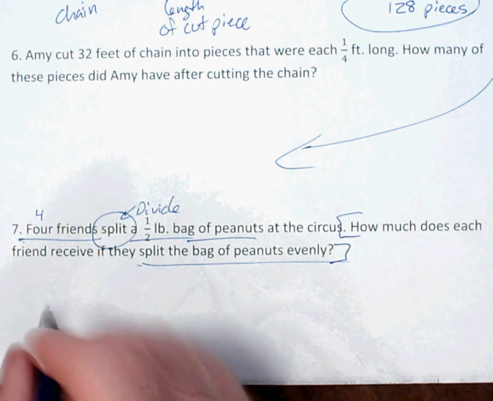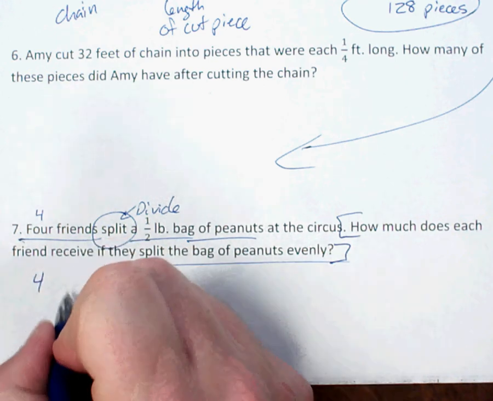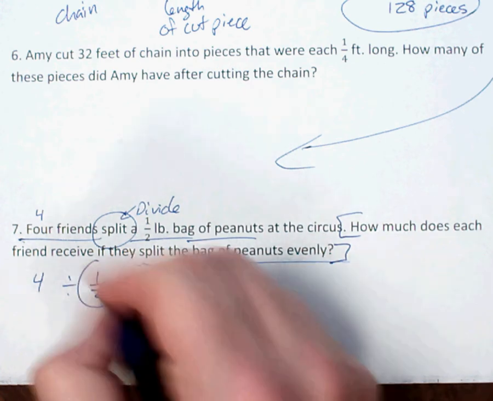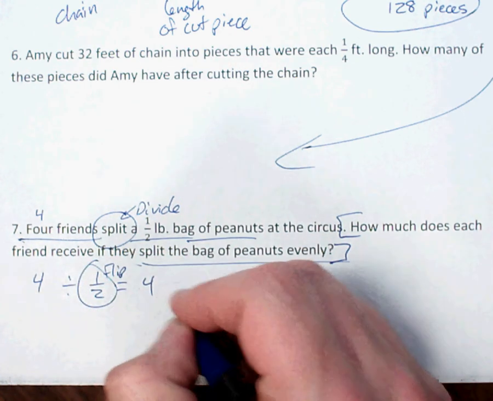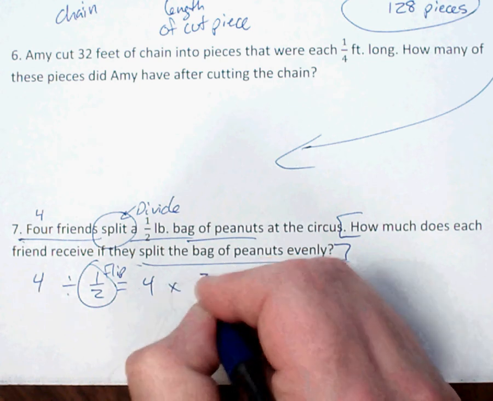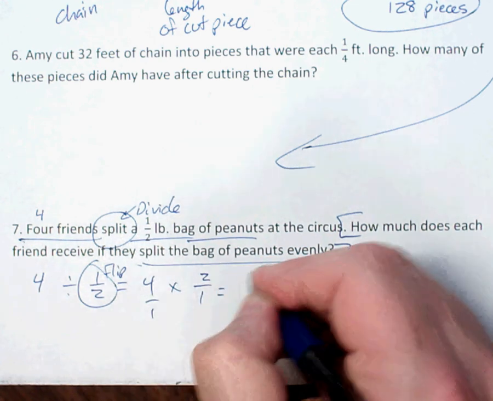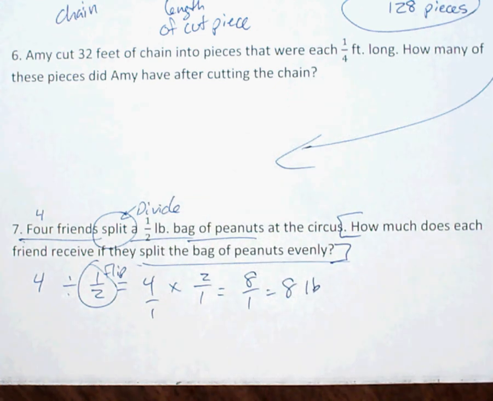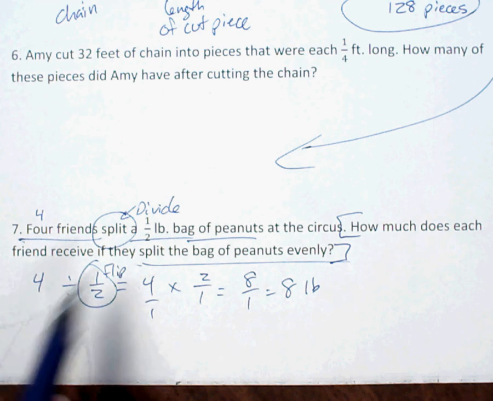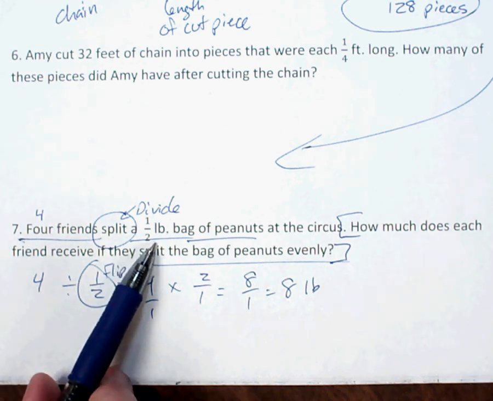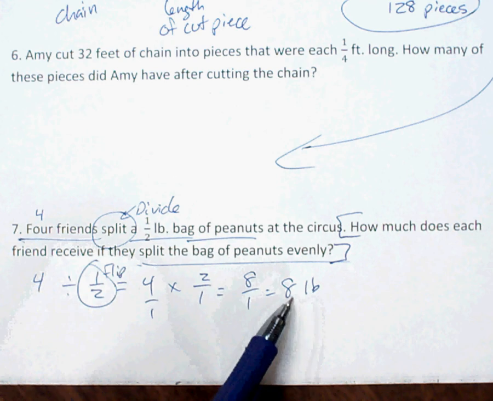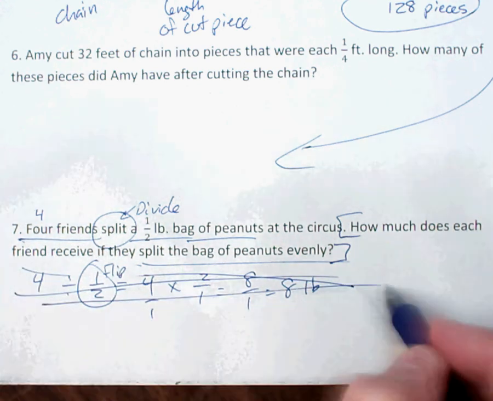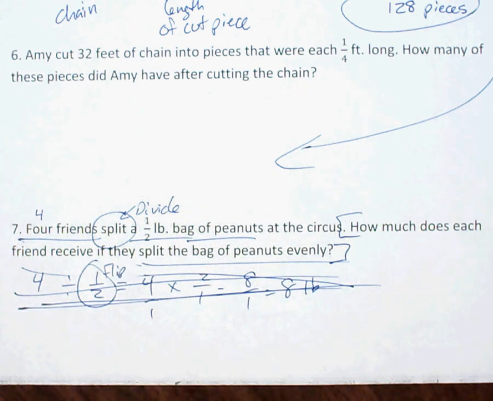And so you might be quick to go, okay, we've got 4 divided by 1/2. I'm going to flip that, and we're going to multiply by 2 over 1, and that's going to give me 8 over 1, which is 8. Now, the problem with that is, if you think for a moment, I started with a half-pound bag, and then I split it up between 4 people, and each person got 8 pounds. Well, that doesn't make any kind of sense. So that's not it at all. So be careful that you don't make that mistake when you're setting these problems up.